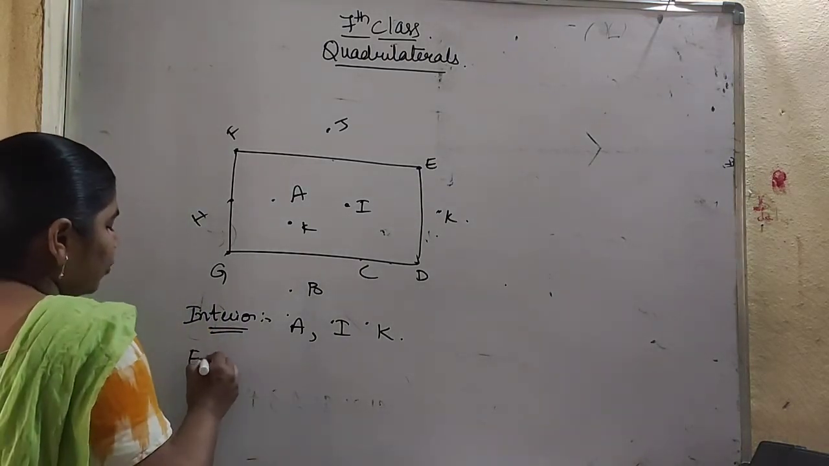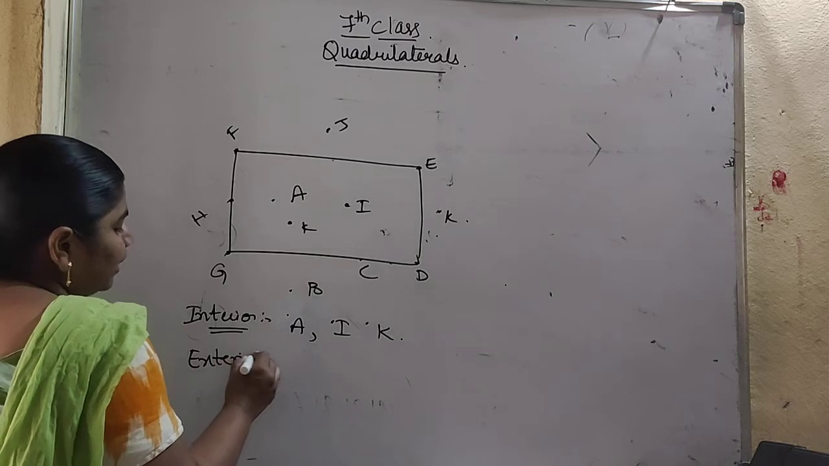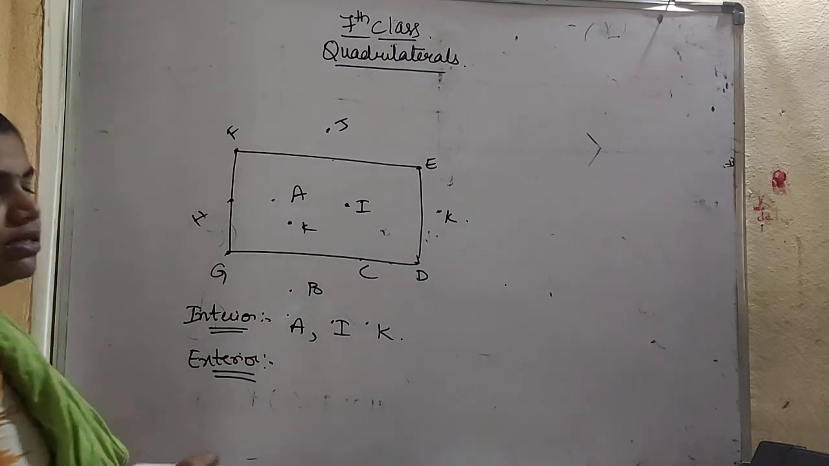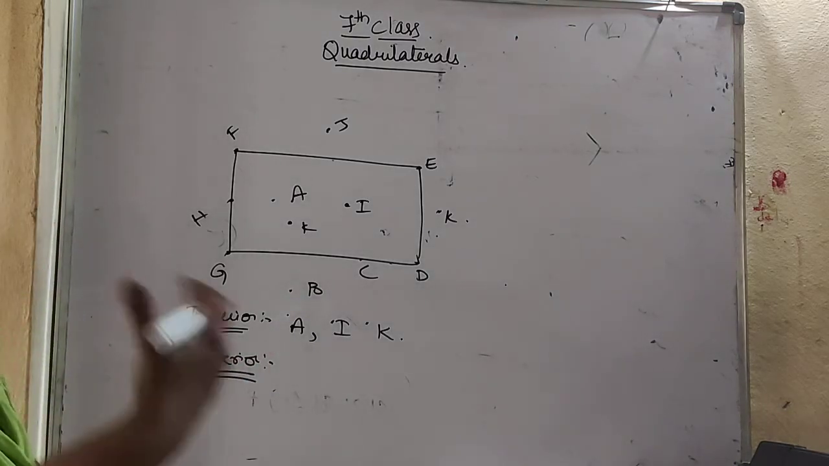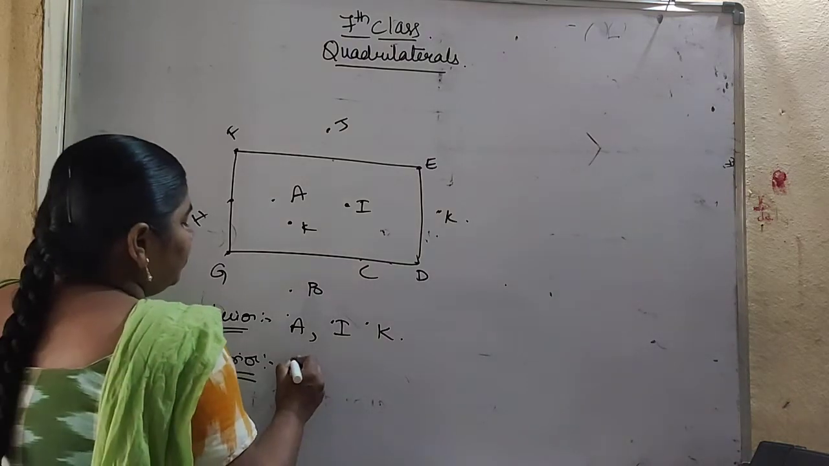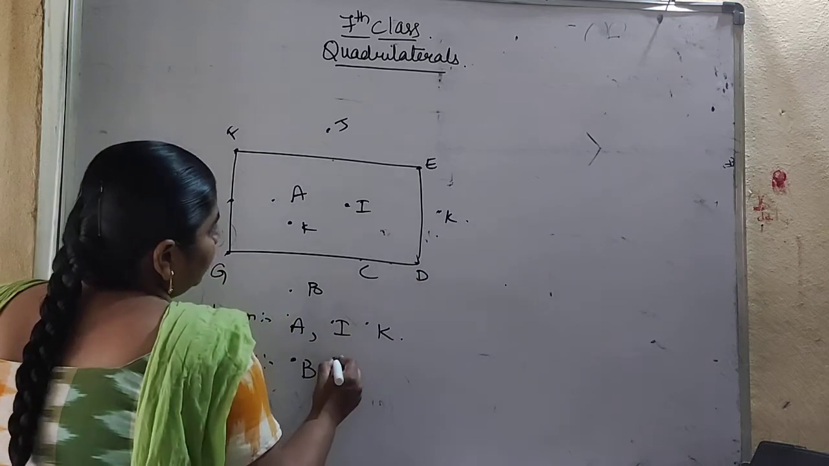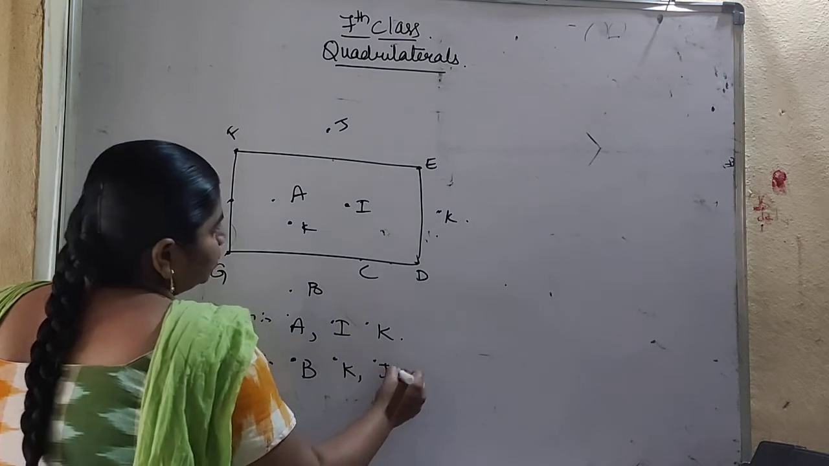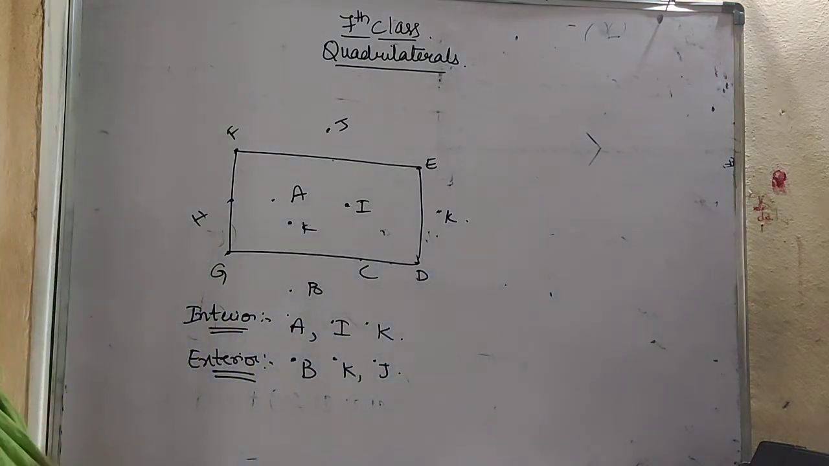Now if I ask about exterior points, what do you mean by exterior? Exterior is nothing but the points which are lying outside the figure. Which points are lying outside the figure? That is B, K, J. So these 3 points are lying outside the figure.